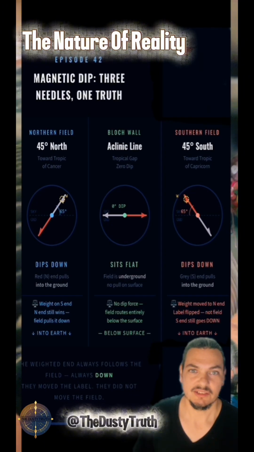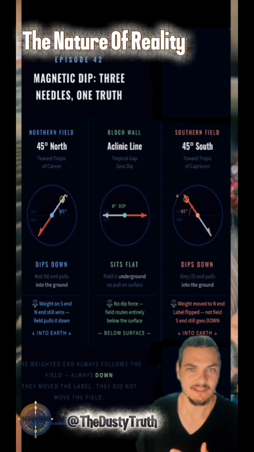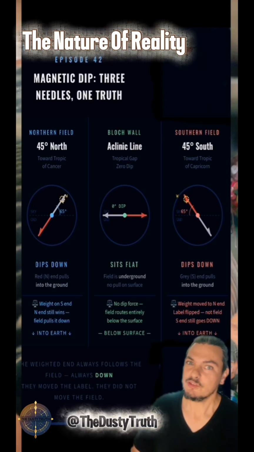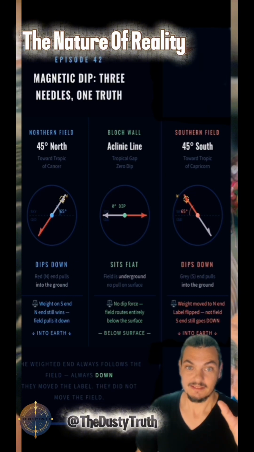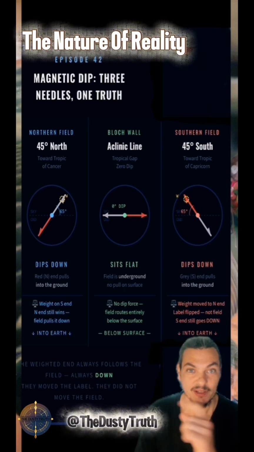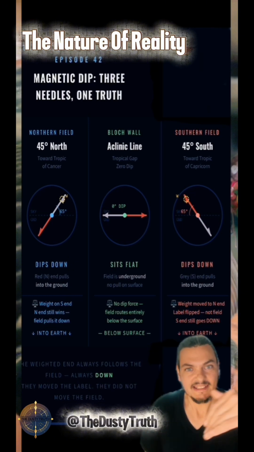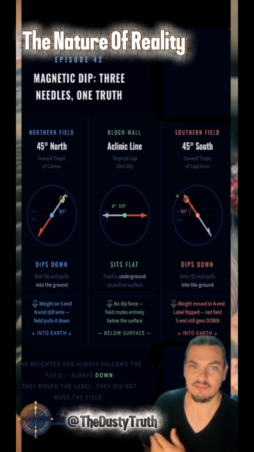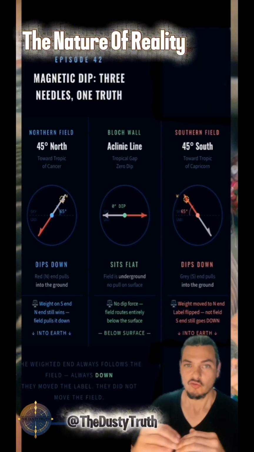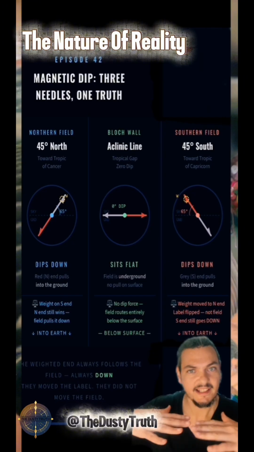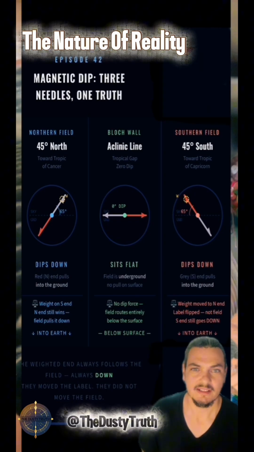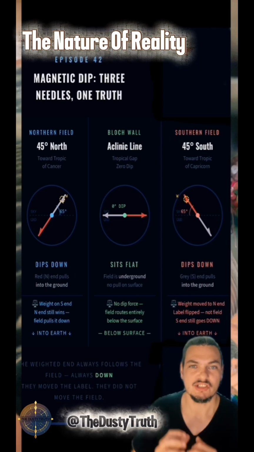We have three needles, one at 45 degrees north, dipping down into the ground, tracking the northern field as it curves toward its receiver at the Tropic of Cancer. Now, if you take that same dip compass and bring it to 45 degrees south, it will be dipping down into the ground, tracking the southern field as it curves towards its receiver at the Tropic of Capricorn. And then we have another right in the tropical gap, the dielectric zone, flat, perfectly horizontal, not dipping in either direction. That line has an official name.